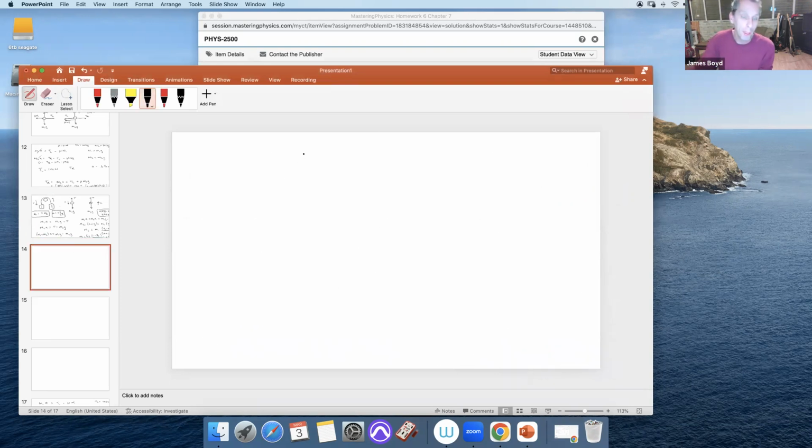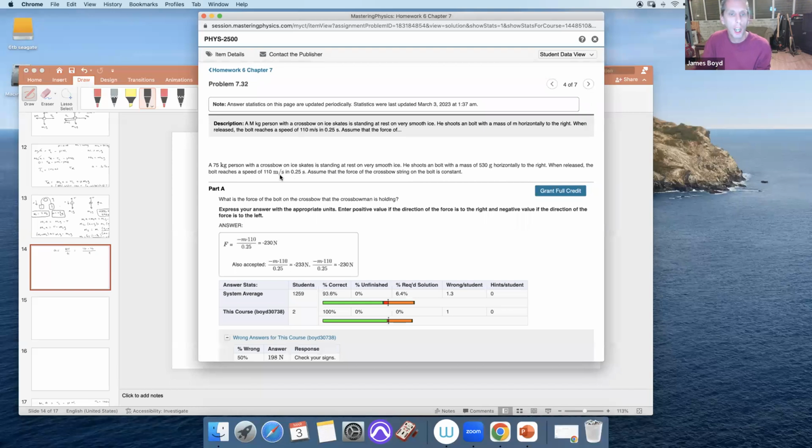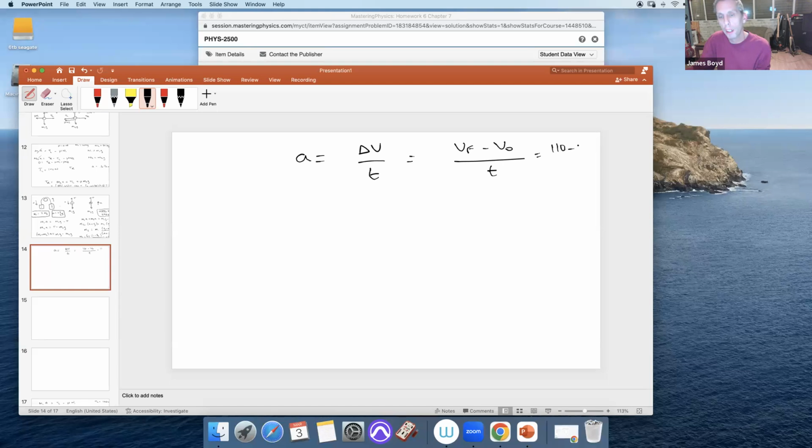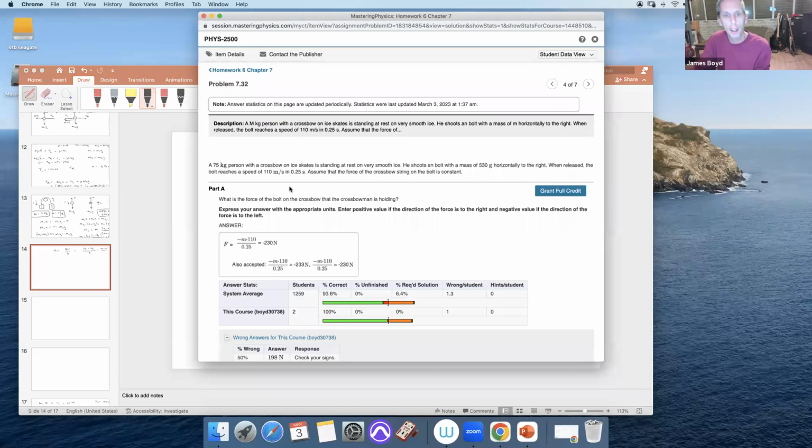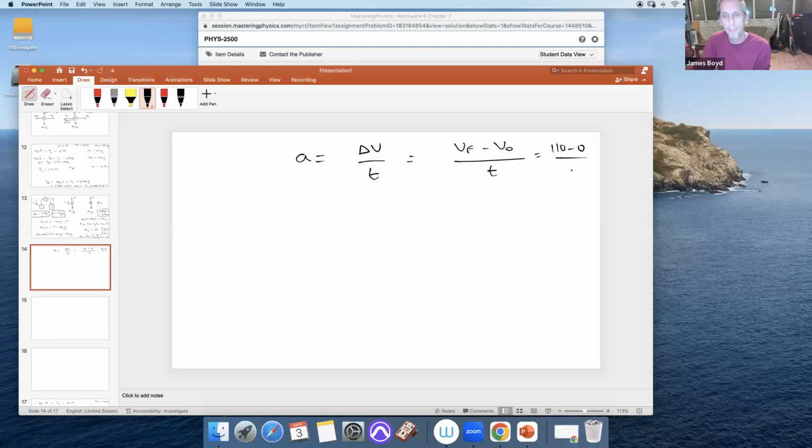First of all, remember that acceleration is the change of velocity over time, or v final minus v initial over t final minus t initial, but we'll just call that t. It went from 0 to 110 meters per second, so this is 110 minus 0 over 0.25 seconds. So the acceleration on that bolt was 110 divided by 0.25, which is 440 meters per second squared.